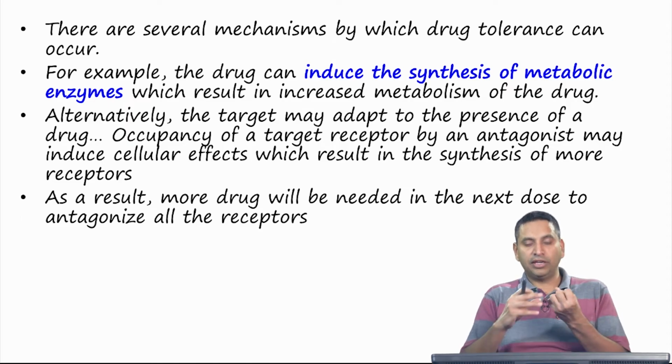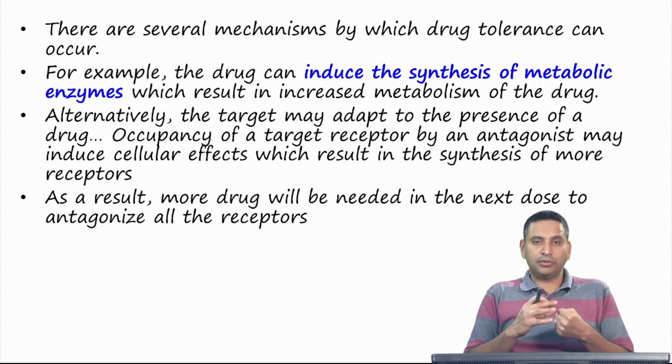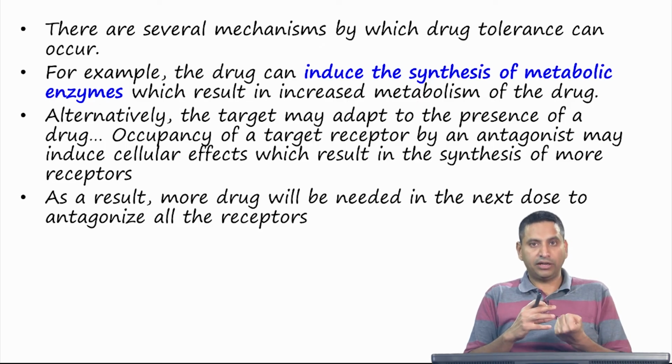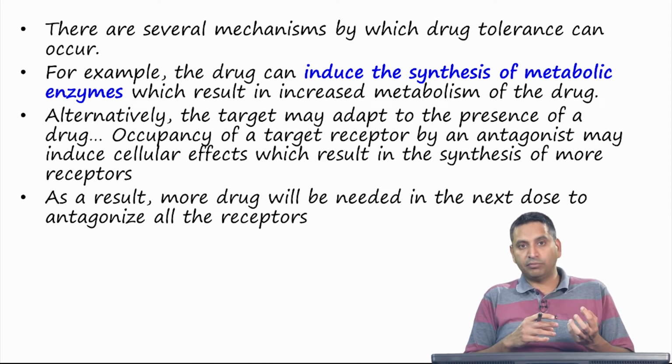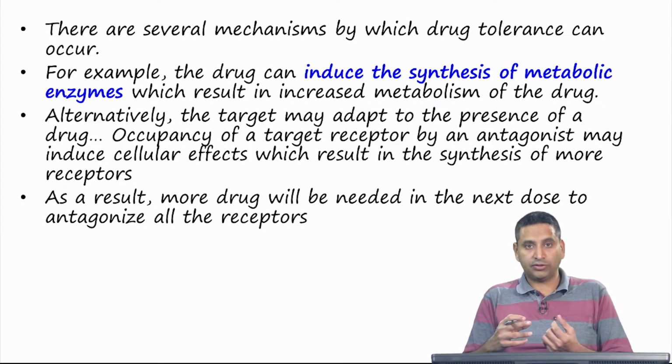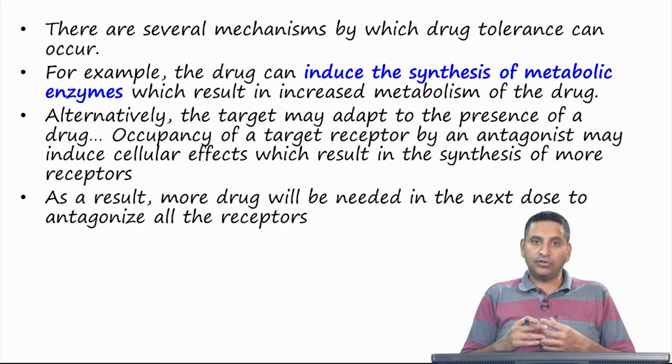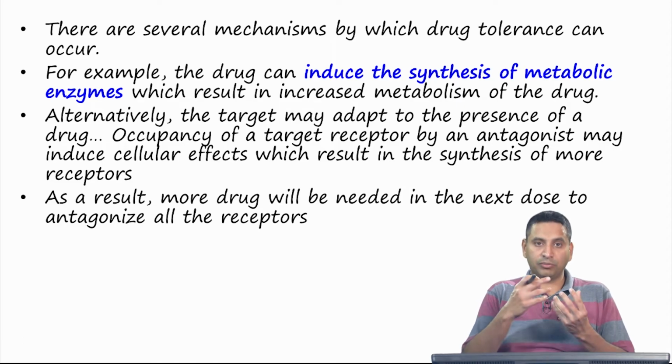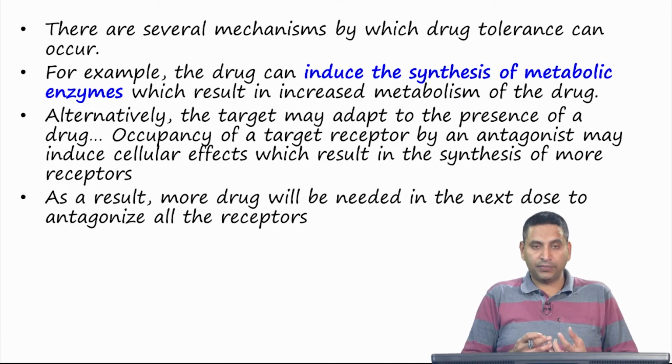So, for example, if there is a receptor, the receptor may actually mutate and the binding may not be as effective. The occupancy of a target receptor by an antagonist may induce cellular effects which result in the synthesis of more receptors. So, now what happens is that instead of having n number of receptors, you have 2n or 3n. Therefore, you would need a larger amount of the drug to antagonize all the receptors.